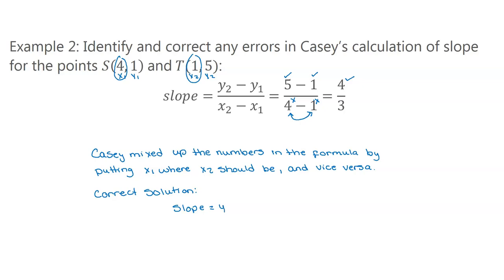Slope equals y2 minus y1 over x2 minus x1. Now we said the numerator was fine, so I'll just write that out. And in the denominator, I need to write this as 1 minus 4. So we get 4 in the numerator, but now the denominator becomes a negative 3 as opposed to a positive 3.